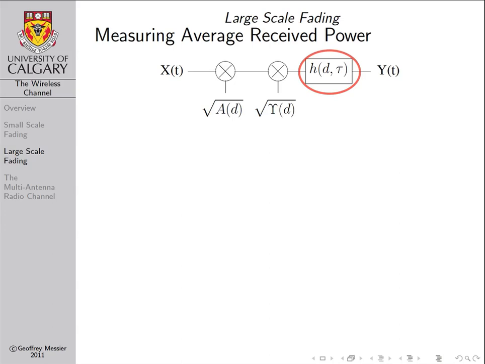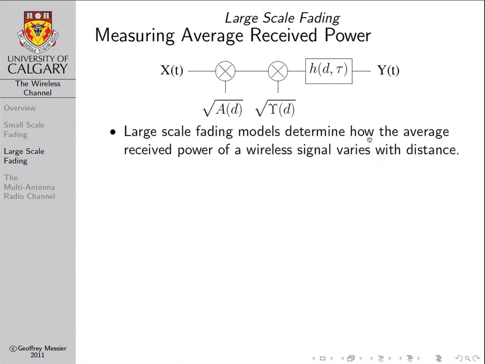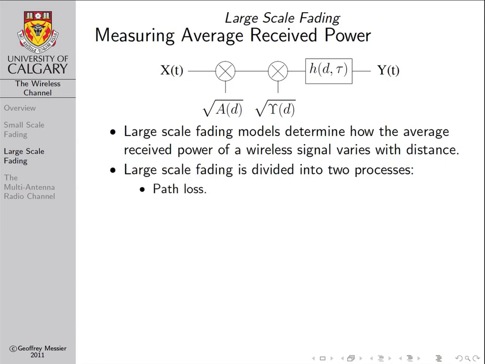So large scale fading, which is what we're going to talk about now, deals with the average received power of the wireless signal. And it's basically captured in two factors, or two processes: the first one being path loss and the second one being shadowing.